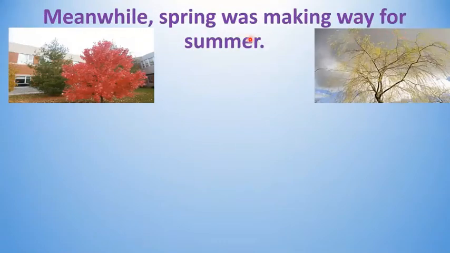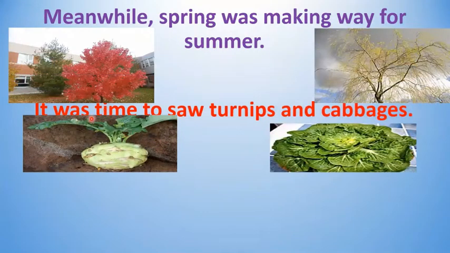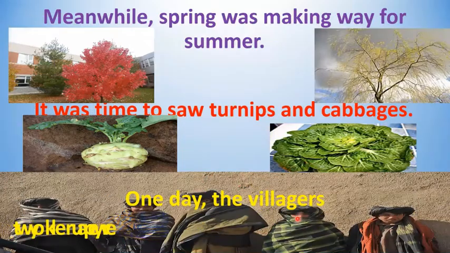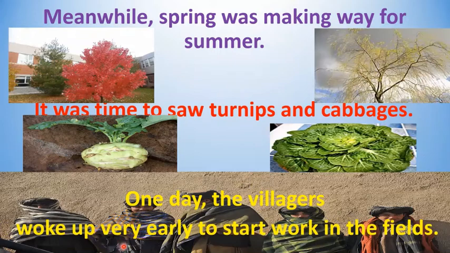Now, meanwhile, spring was making way for summer. Now, spring became summer, and it was time to sow turnips and cabbages. Now, turnips and cabbages time has come again. One day, the villagers woke up very early to start work in the fields. Now the summer season entered and they wanted to grow the turnips and cabbages. That only will grow there.